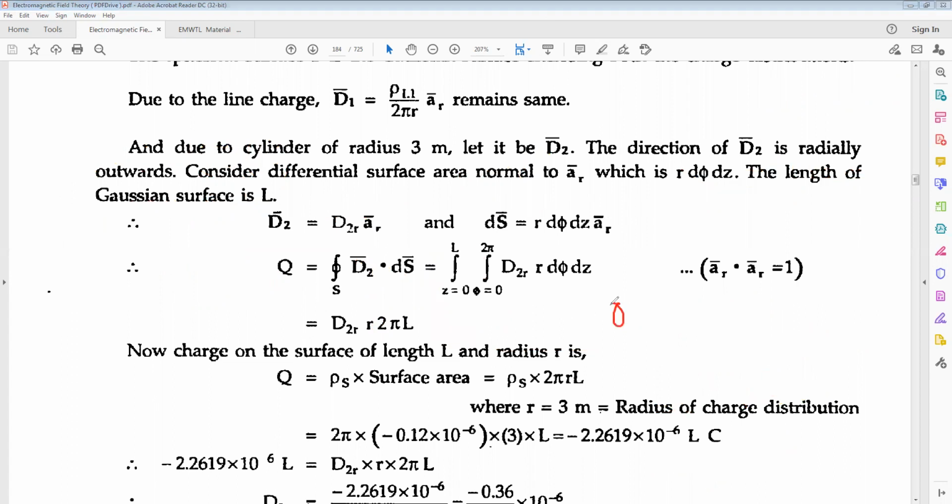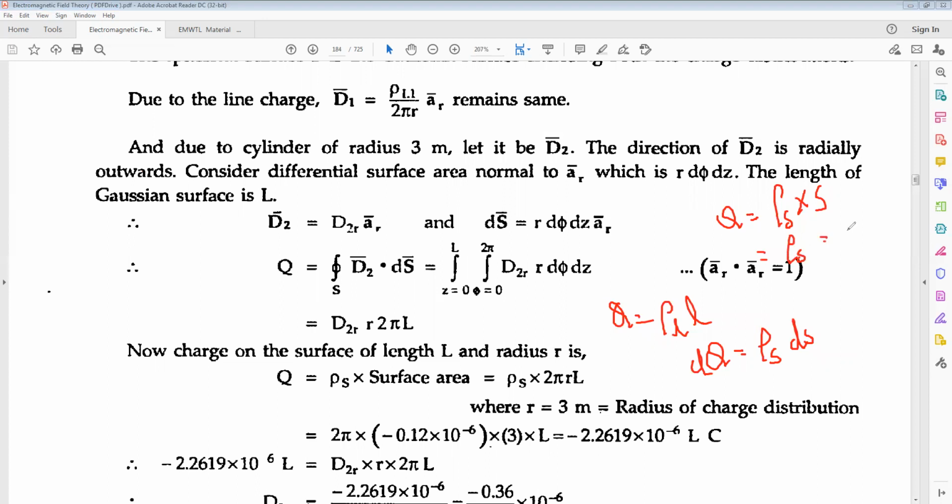But the charge Q is equal to, so previously we take the rho L into L. For the second one, there is a surface charge density also. That Q is equal to rho S into dS. Actually, dQ is equal to rho S into dS. That Q is equal to rho S into S.